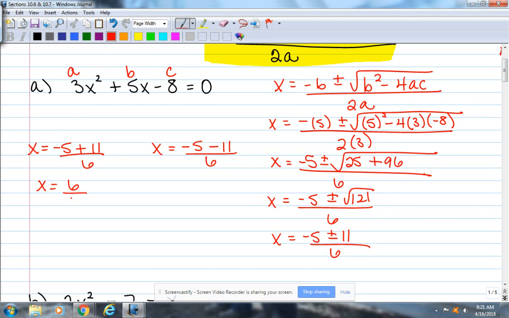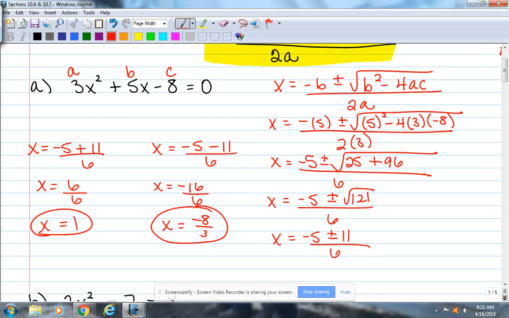So this is 6 divided by 6. Go ahead and finish that. What is 6 divided by 6? 1. So there's one of our solutions. And what's negative 5 minus 11? Negative 16 over 6, we're just going to reduce that fraction. You can divide them both by 2. So that's what, negative 8 over 3? And there's my two answers.